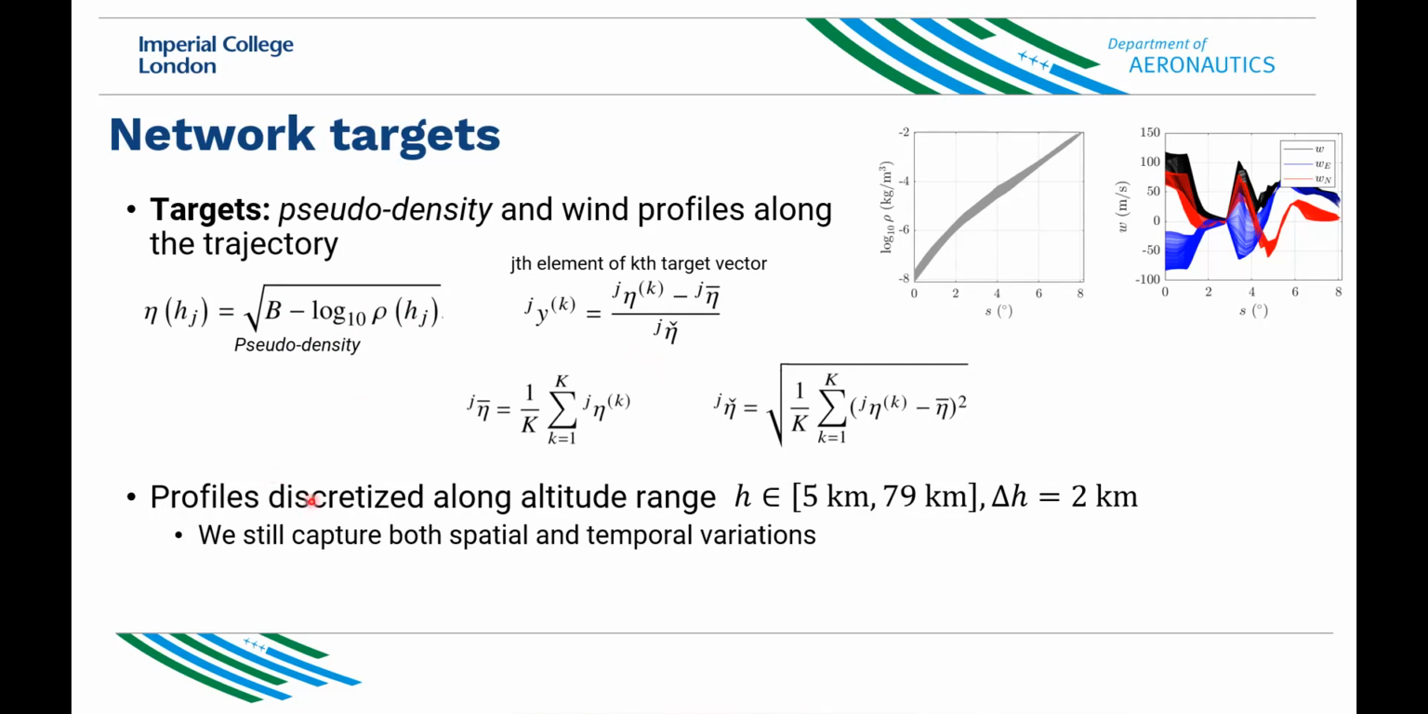The density and wind profiles are discretized along an altitude range of interest for entry, and although the target vectors are essentially functions of the single variable, which is altitude, we still manage to capture both spatial and temporal variations.